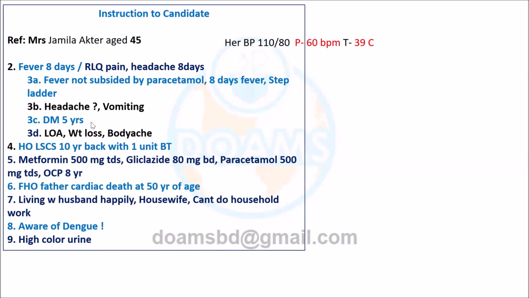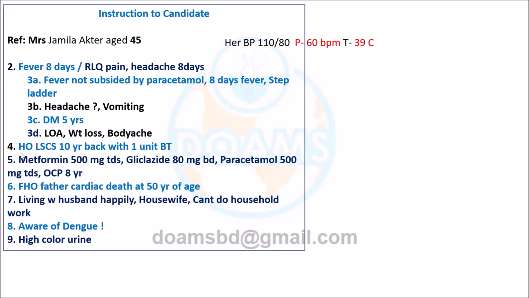Diabetes 5 years. It is not directly relevant to the symptom today, but you are getting an immunocompromised state from the diabetes. Loss of appetite, weight loss, and body ache. So these are 3A, 3B, 3C, 3D. Actually, we have shown you our history or data gathering format. We have given the codes there, 1, 2, 3. So from their headlines, this is the information we have gathered.